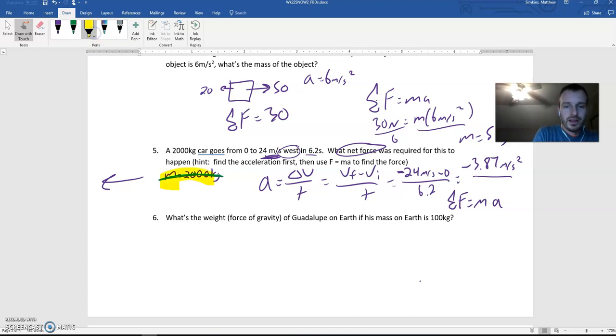Oh, I don't mean to do that. What's your m? Right there. What's your a? Right there. Multiply them together, you get a really big negative force. What's the weight? Wait. Force of gravity of Guadalupe on Earth.